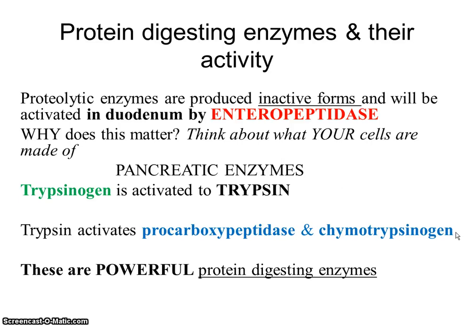So no, it's not. It's going to be a matter of spending a little time thinking about these words and trying to match them to function. So trypsinogen becomes activated to trypsin when it is exposed to enteropeptidase. All right. Once trypsin is activated, it can activate procarboxypeptidase to carboxypeptidase and chymotrypsinogen to chymotrypsin. And all three of these proteolytic enzymes made by the pancreas are powerful enzymes.